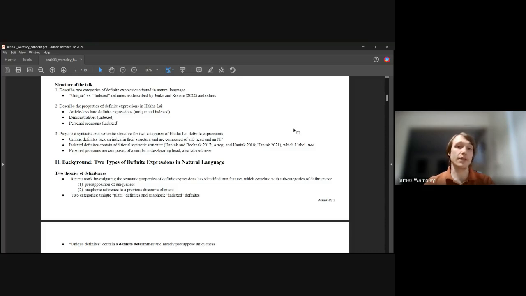And then I'll finish up my talk by proposing potential semantic and syntactic structures of these two categories, the unique and indexed definites, where unique definites lack an index and are just composed of determiner head and their NP complement, and indexed definites contain additional extended articulation, namely the index, which I'm calling dem. And likewise, personal pronouns consist solely of this index-bearing head, dem.